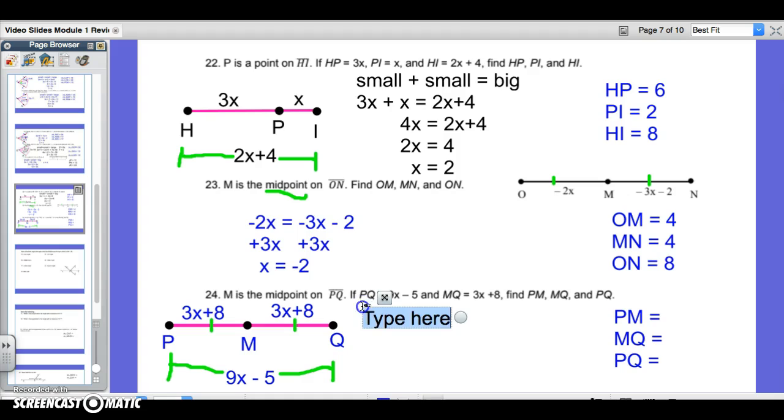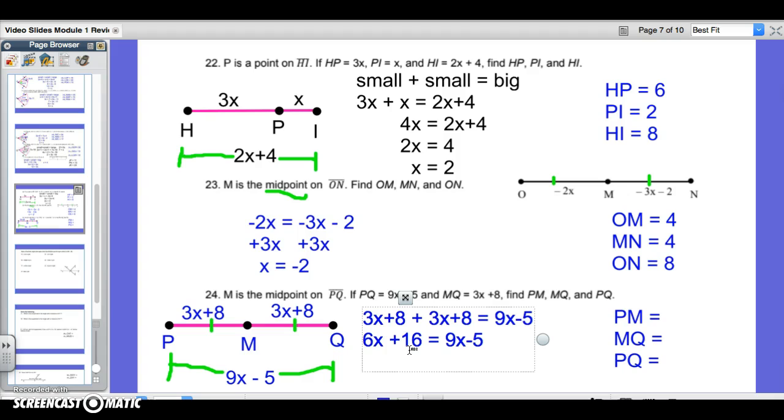Now we're going to add the small plus the small equals the large. So 3x plus 8 plus 3x plus 8 equals 9x minus 5. Now there's a more efficient way to write that if you just want to multiply it by 2 and distribute. That would also be okay. I'm just writing it out for the sake of small plus small equals big. So 6x plus 16 is equal to 9x minus 5. I'm going to keep solving here.